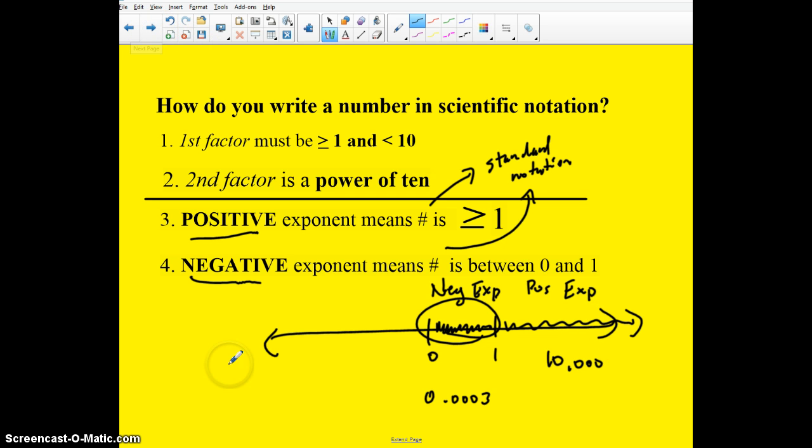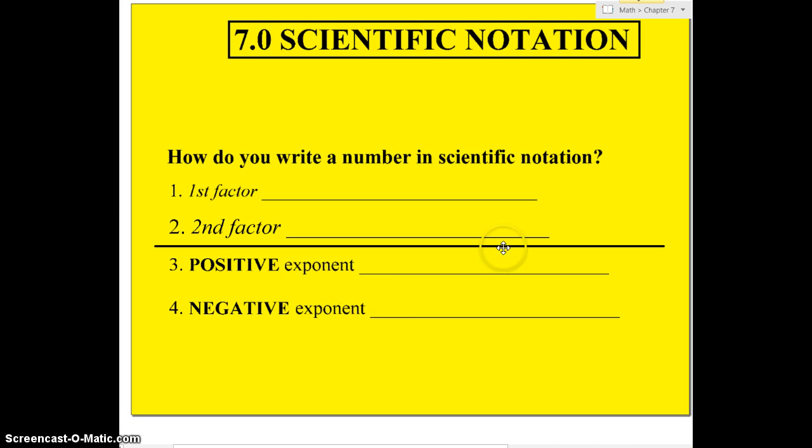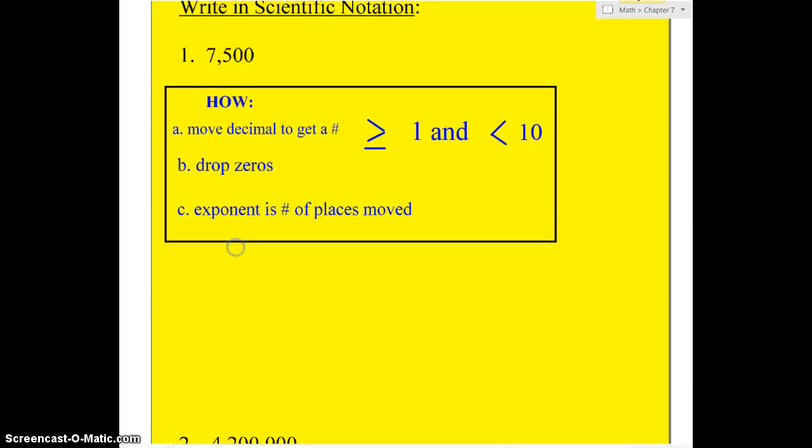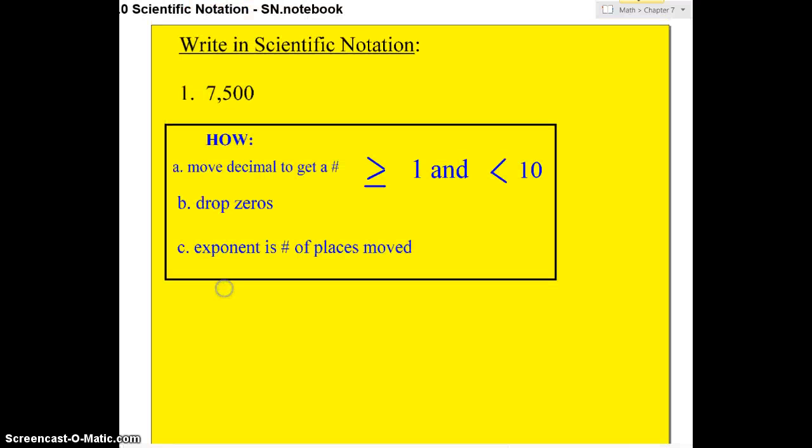So let's go ahead and talk about how we'd actually start writing some of these numbers in scientific notation. What we do is we take something like 7,500 and we would say the decimal place is here. Well, I want to move it to make it between 1 and 10. So I move it here and I'm left with 750. I move it here, I'm at 75. I move here, I'm at 7.5.